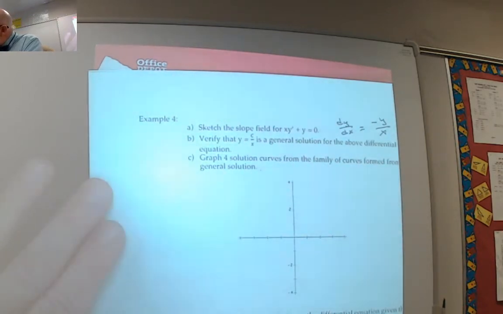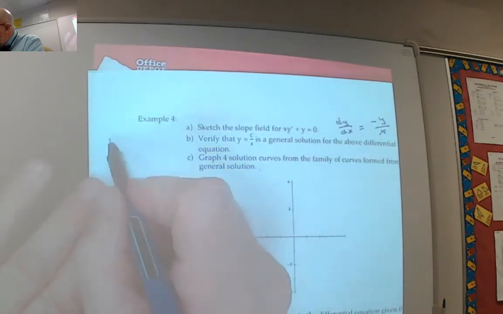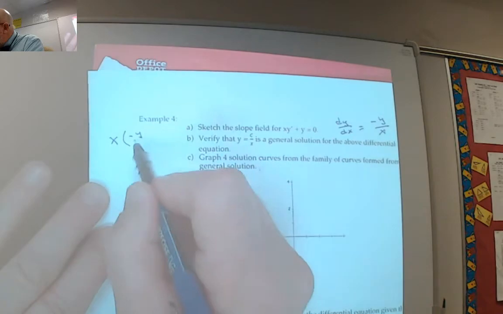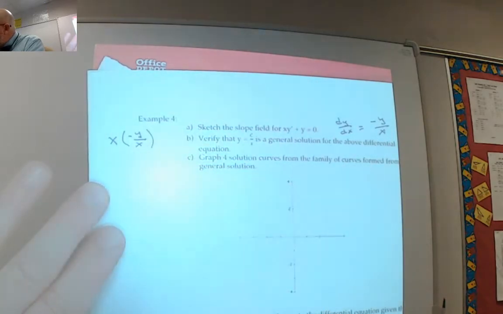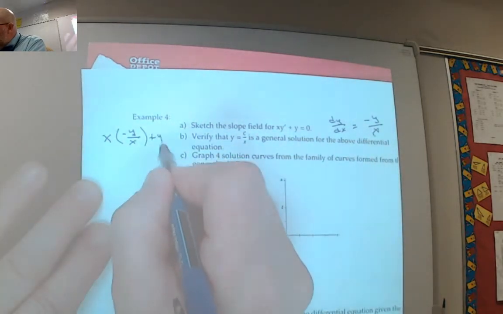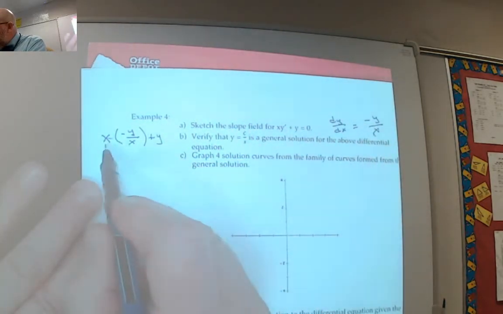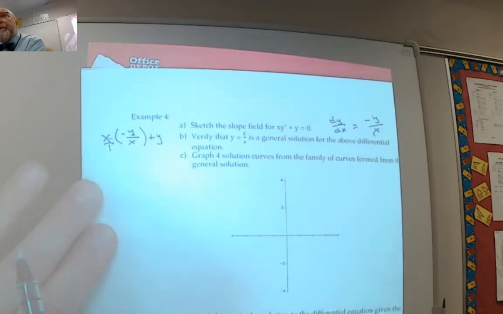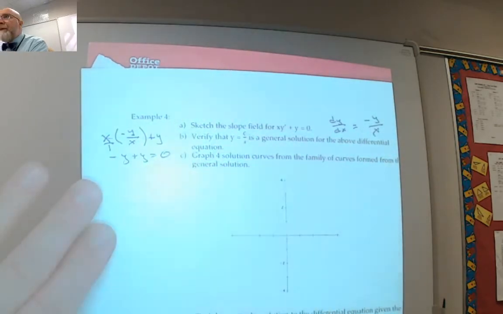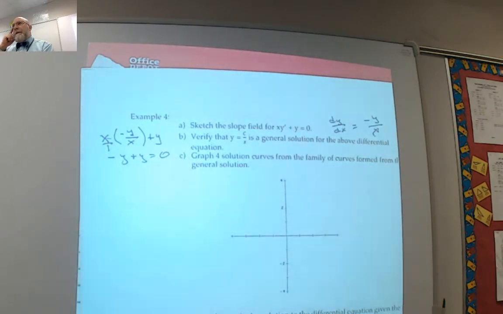Okay, so I'm going to say that x y prime is a negative y over x, because that's what I wrote right here, plus y. Well, what happens here? This is x over 1, right? They simplify. The x's are gone. I'm left with negative y plus y, and guess what? That equals 0. I don't think it gets easier than that. I think doing that substitution, Riley, is the easiest way to go.